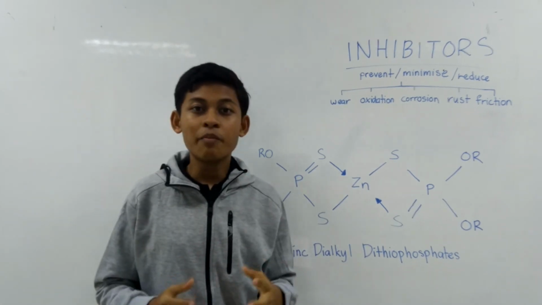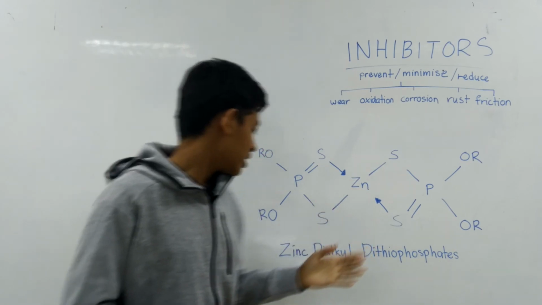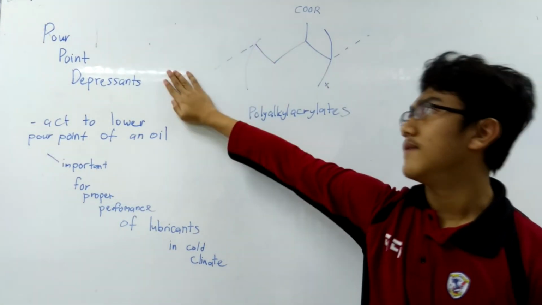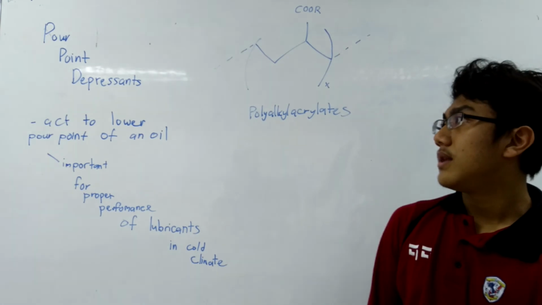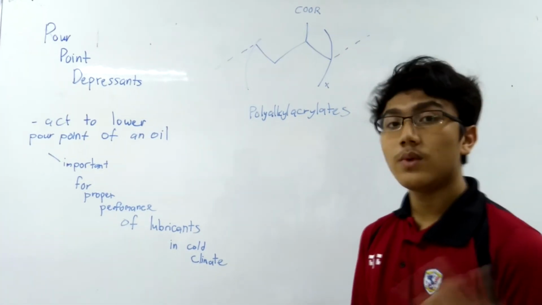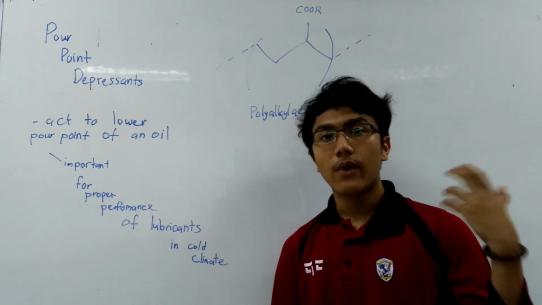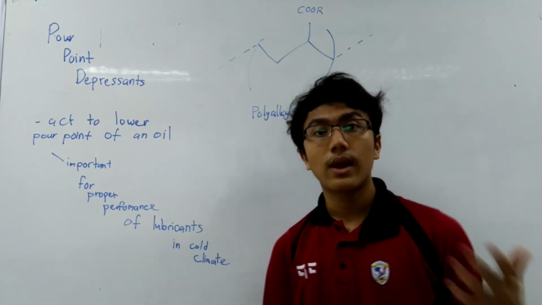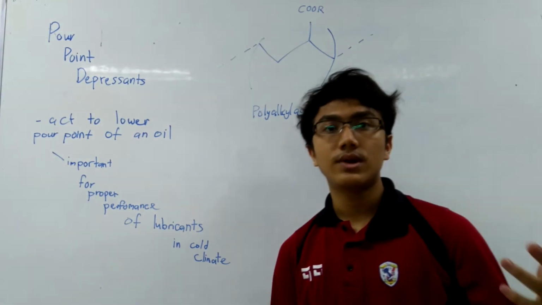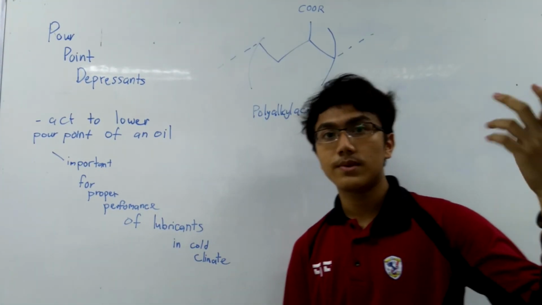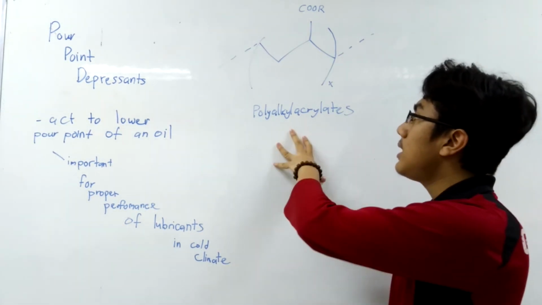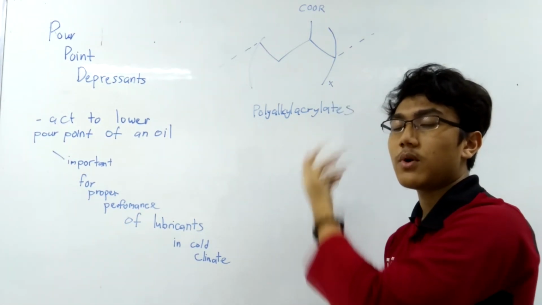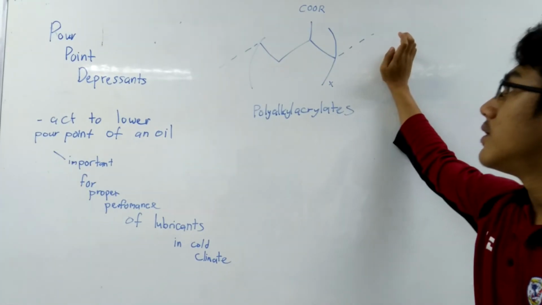We will be using one of the main chemical families of inhibitors, which are the zinc dialkyl dithiophosphates, also known as ZDDP. Now, allow me to explain about the next additive, which is pour point depressants. This additive acts to lower the pour point of an oil, which is the lowest temperature at which the oil flows when cooled. This additive is important for the proper performance of lubricants in cold climates. It is important in countries which have four seasons such as in Europe. Polyalkyl acrylates are the example of the chemical compound that we will be using for the pour point depressants.